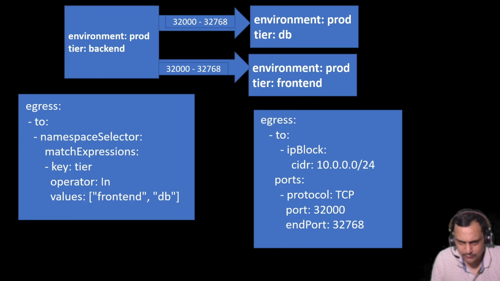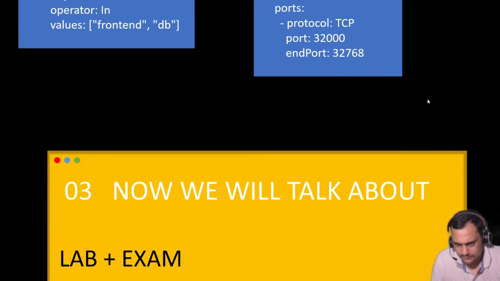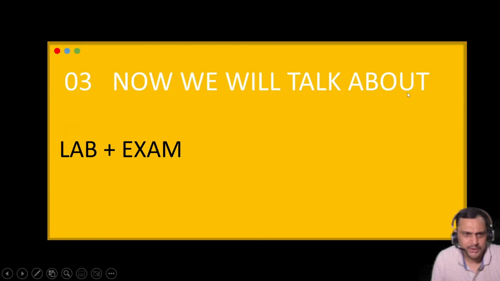Now let's suppose if we want to forward some ports, then what we can do here is egress to IP block, CIDR IP address, and then ports, protocol TCP, and then we can use the range of ports here. So let's proceed for lab and exam preparations.